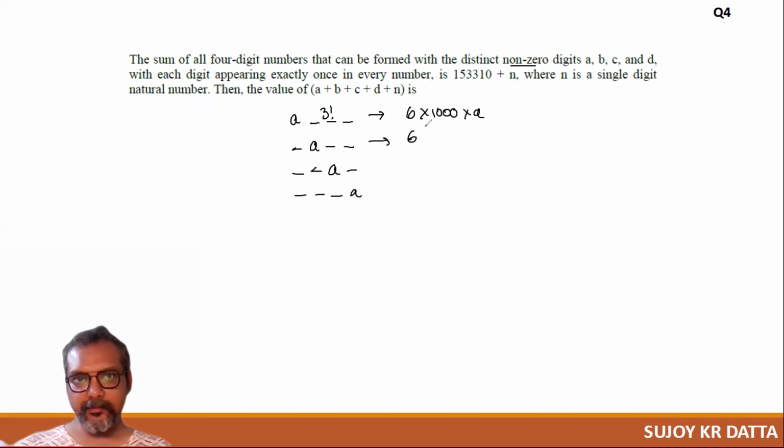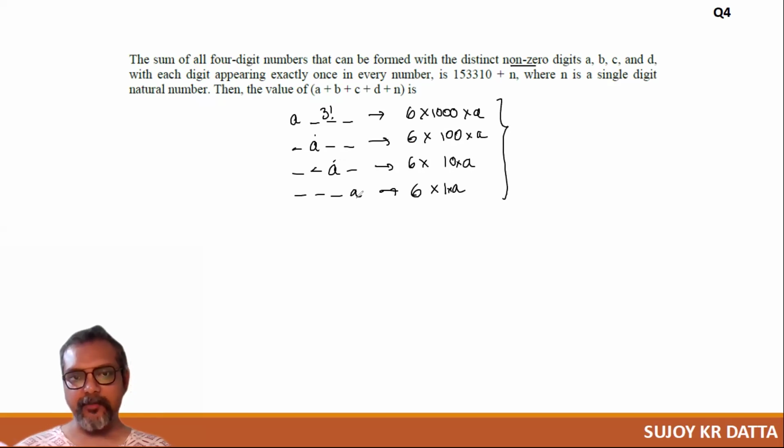Here it would be 6 numbers again, but each of the values having the hundreds position, right? This is 100. Then you will have 6 numbers again, each of the numbers having tens place. And finally, 6 numbers again, each of the values having units place or the ones place. So the sum of all of these positional values of A, if I just look at A, is going to be 6 times 1, 1, 1, 1 times A.